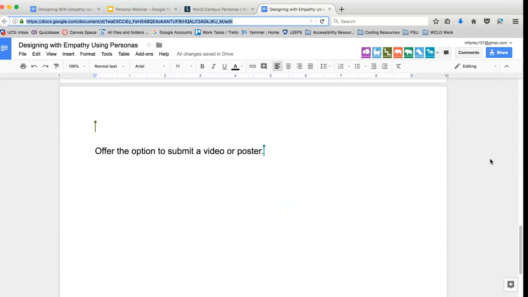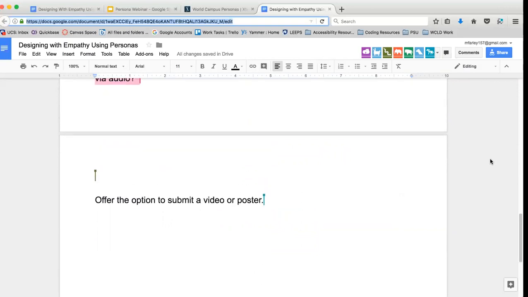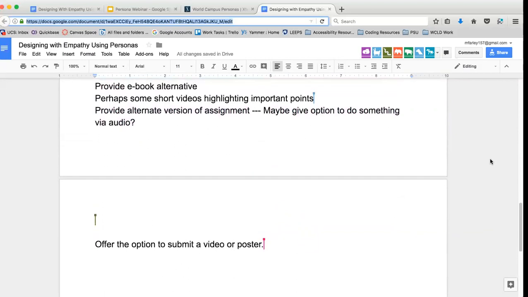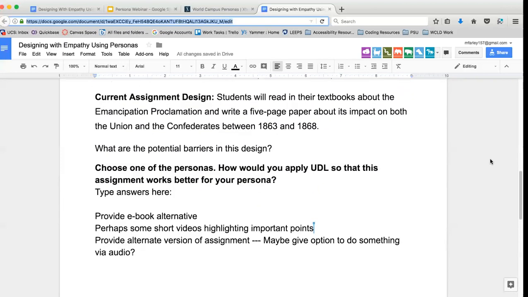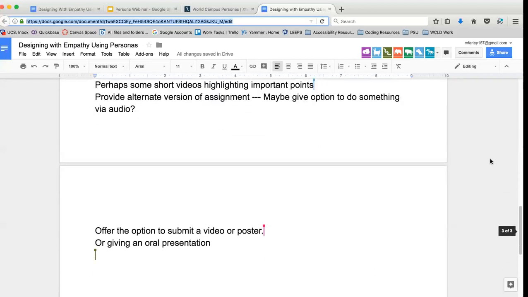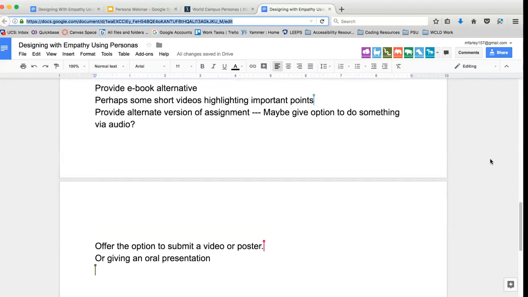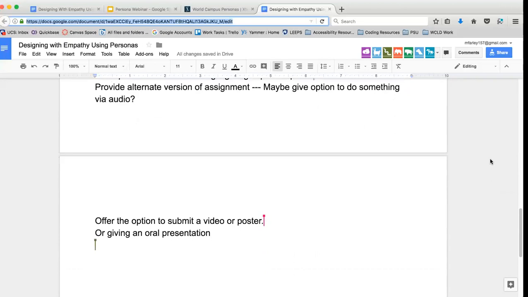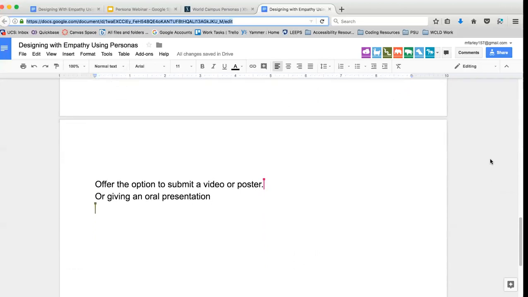Someone said offer the option to submit either a video or a poster, which is a great point. I think touching on Jenna and Sarah a little bit, it's not always about the specifications, like you need 5 pages and it needs to be written. It's more about what they are supposed to get out of it, and is there a way you can reframe the assignment to be more engaging for a student who might not really be able to learn in that format, or an oral presentation. Another good suggestion.